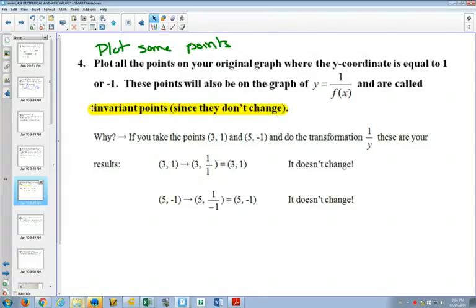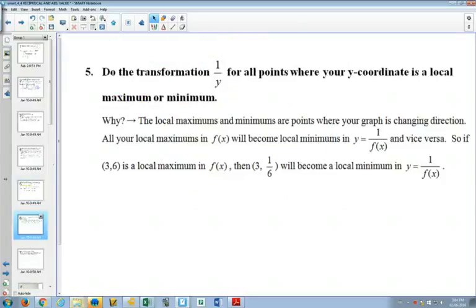So step 4 and step 5, basically you can combine into one step and just say, plot some points. Plot as many points as you know, plot important points. Number 5 is saying if you know maximums and minimums, those are going to be important points to plot, because they're going to be easy to figure out and they're going to be key things. And also, wherever you had a maximum, it becomes a minimum, and wherever you have a minimum, it becomes a maximum. So we'll see that in some of our examples.